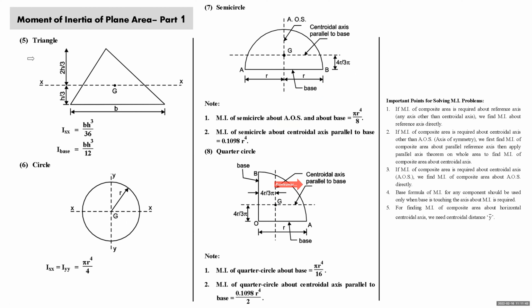Now we come to triangle. Moment of inertia of the triangle of base width b and height h about centroidal axis parallel to base is bh³/36. And moment of inertia of this triangle about base is bh³/12. Come to circle of radius r.